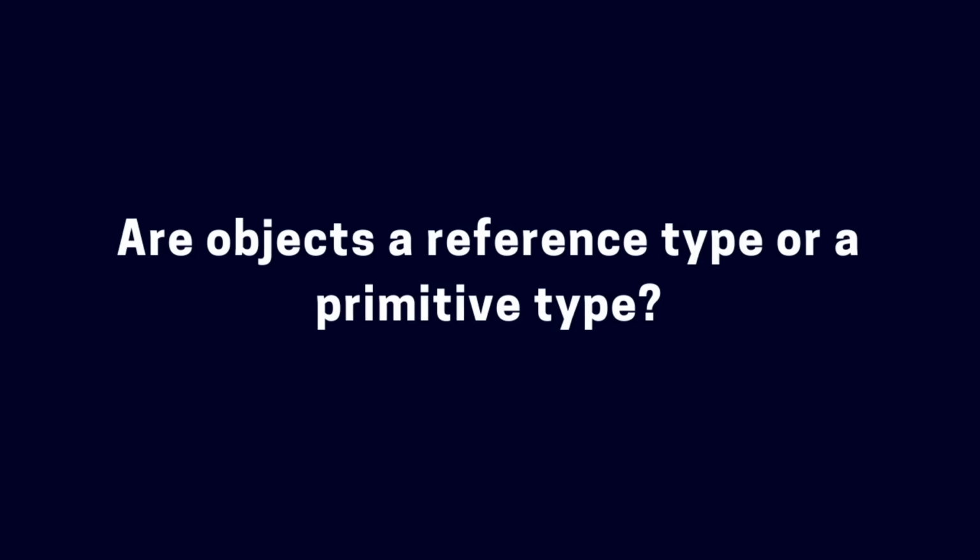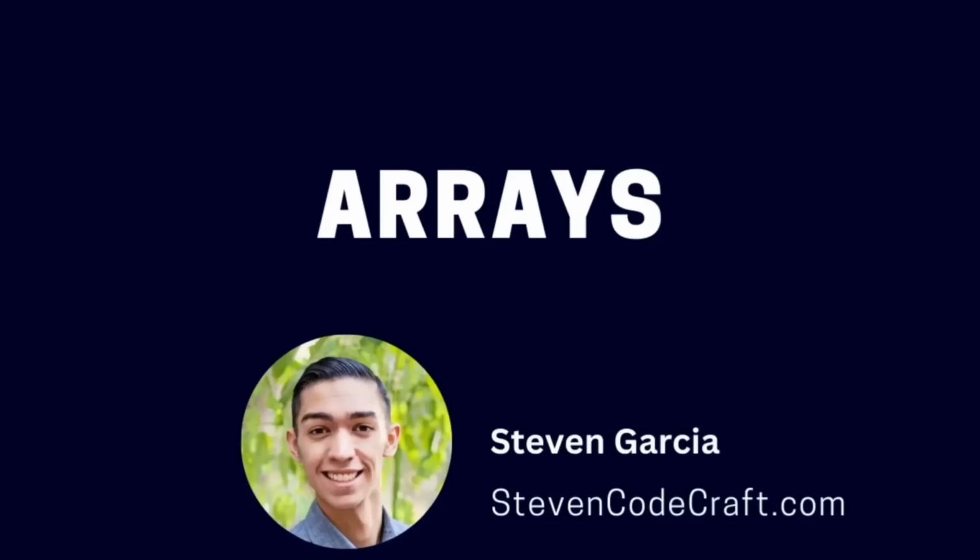Objects are a reference type. Primitive types refer to values that hold a singular value, such as a string, number, or boolean, whereas objects are a more complex data type that allow you to store multiple key value pairs.